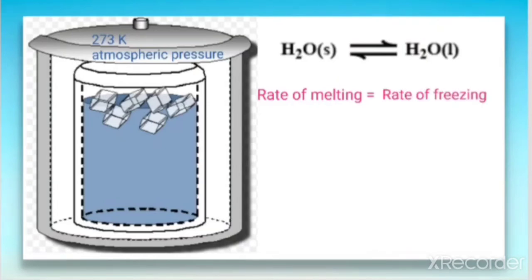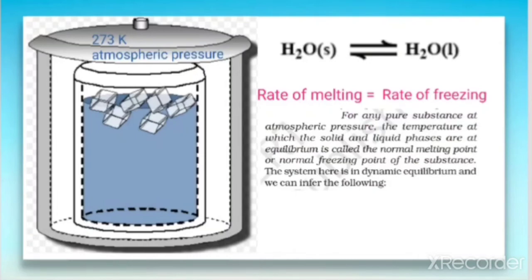Freezing is the conversion of liquid into solid. So here both the processes are taking place at the same rate. That means however much solid is melted, that much liquid gets frozen at the same rate. So we can say that there is no net change in the quantity of ice and water. That is at the temperature 273 Kelvin and at atmospheric pressure.